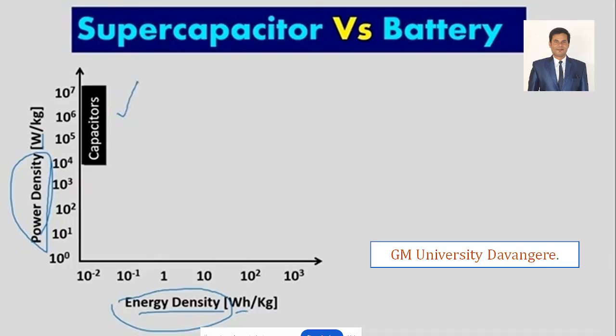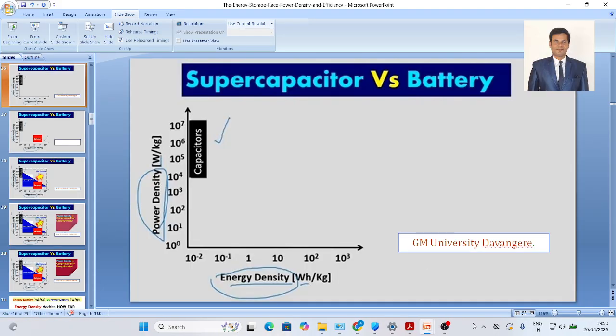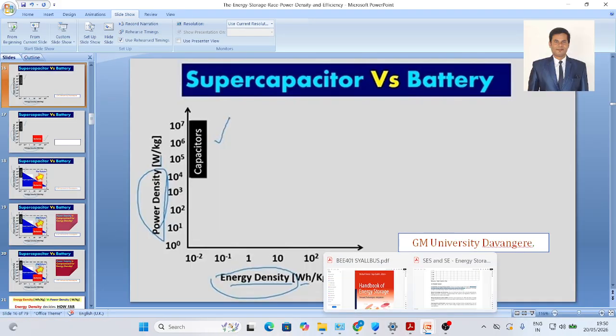If I keep the capacitor over here, and if we keep the battery here, and we plot the graph between the battery and the capacitors, then we'll see how the power density and the energy densities make a lot of impact on the supercapacitor as well as the batteries. As I told, both can be used for EVs also, depending upon the application of usage. All right. So here we have the energy densities on the x-axis, and on the y-axis we have the power densities.